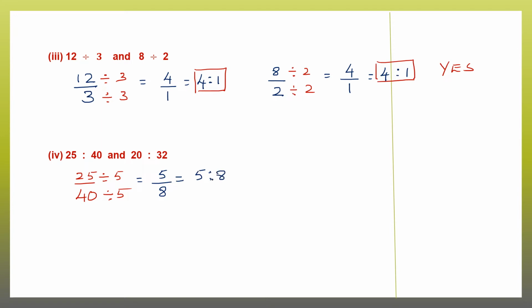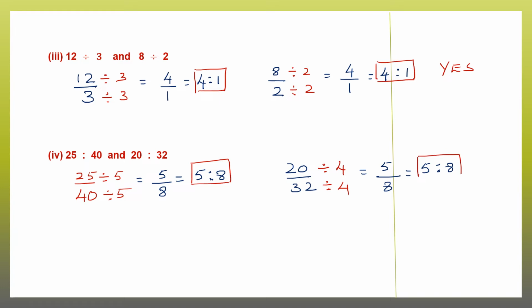Let's take the next one. 20 by 32. Again, we can divide both these numbers by 4. Both are in the tables of 4. 4 fives are 20 and 4 eights are 32. If we write it as a ratio, it is 5 is to 8. And now as you can see, the first one is 5:8. The second is also 5:8. So are these two ratios in proportion? Yes, they are in proportion.